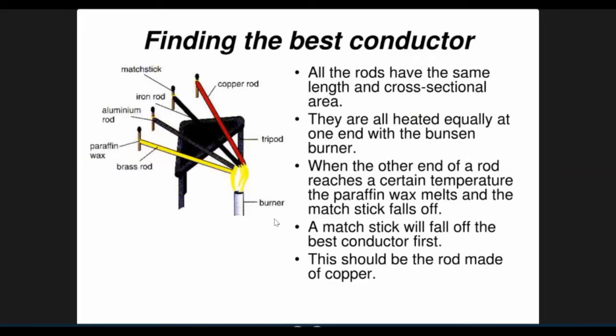So now, when the end of these rods reach a certain temperature, when they reach the melting point of the paraffin, the paraffin will melt. The paraffin is joining a matchstick to the rods, so that matchstick will fall off. Whichever rod has the matchstick fall off first would be the best conductor. According to that, copper should be the best conductor, which is why we use copper wires.